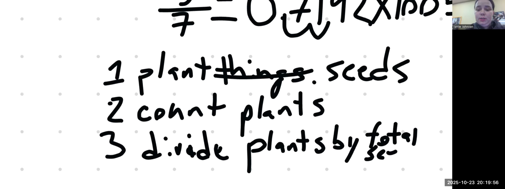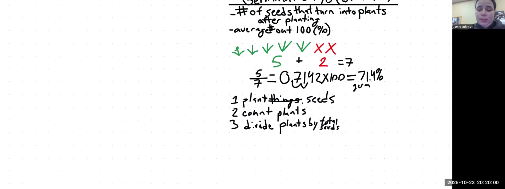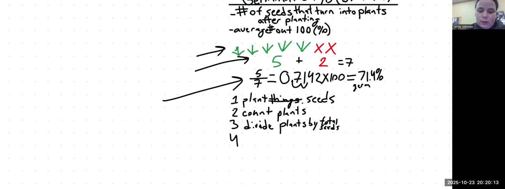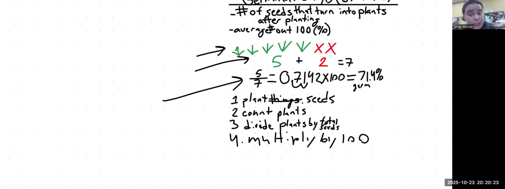So where does that take us? We plant seeds, step 1. And then we count the plants. Then we divided the plants by the total seeds. That step, we made it a fraction. Number 4, multiply by 100 to get germination rate, 71.4%, which is up there.